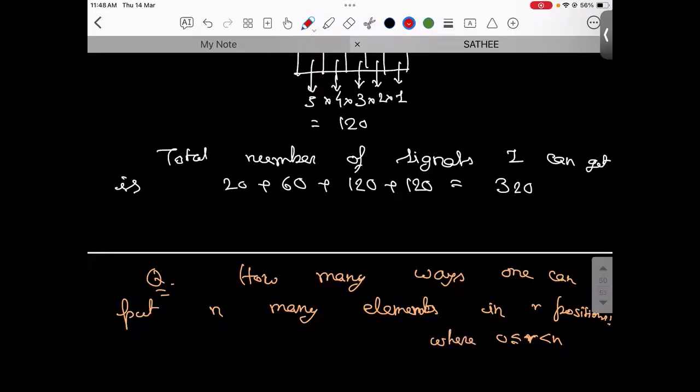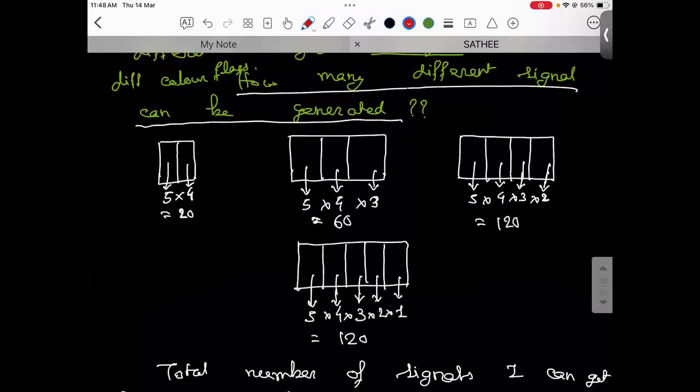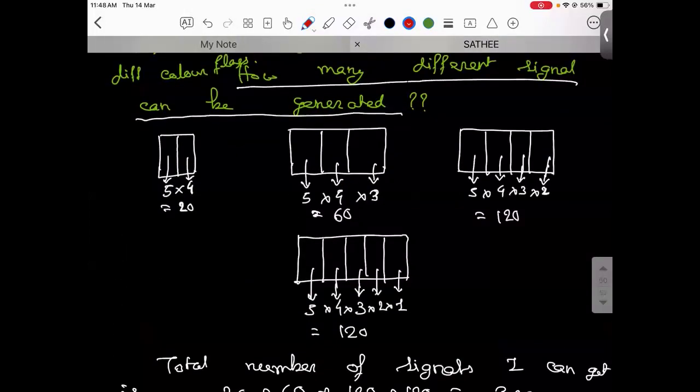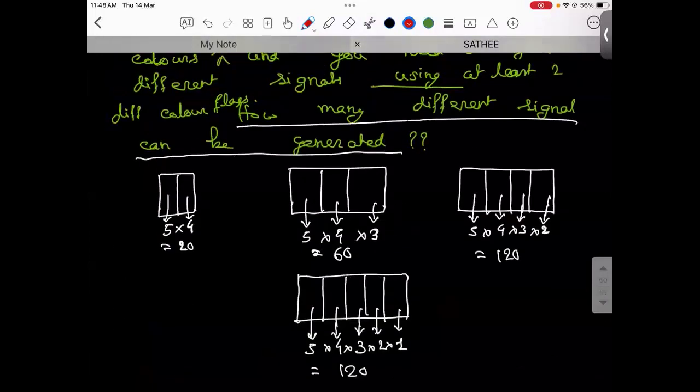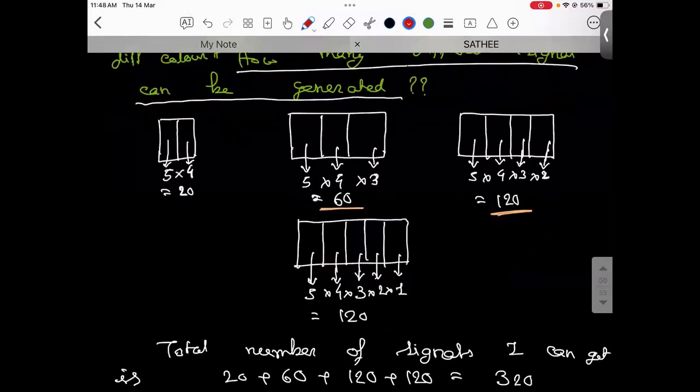Okay, so one can ask this. This is called permutation: how many ways one can put many elements in R positions. In these examples, I have done this for 2 positions. I put 5 flags in 2 positions to make a signal. Here I have done it for 3 positions, that is R is 3 and N is 5. Here for 4 positions, that is R is 4 and N is 5. Similarly for 5 positions.